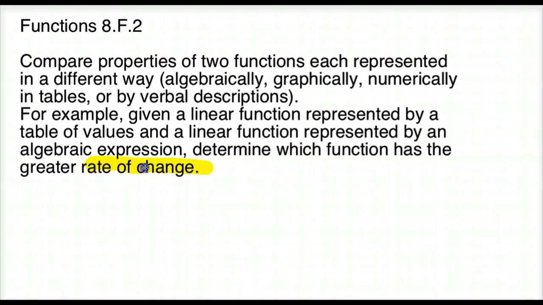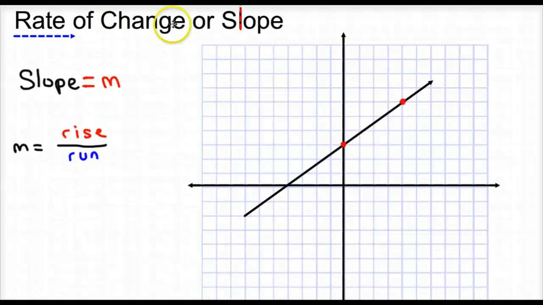Now let's talk about this term for a second, rate of change. We're going to hear this very often with linear functions. Rate of change is the same thing as slope. So when you hear rate of change or slope, both words are used interchangeably. Slope is denoted by the variable m. So when we say m equals, that's the slope we're talking about. In this case, m equals rise over run, also known as the change in y over the change in x.